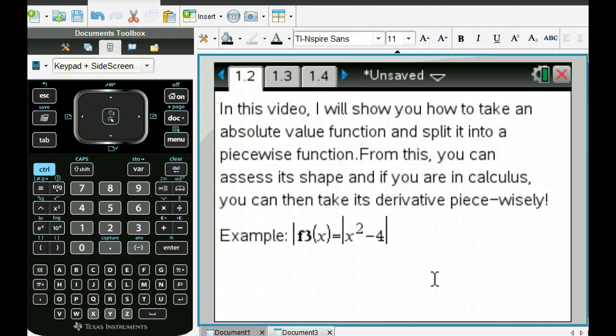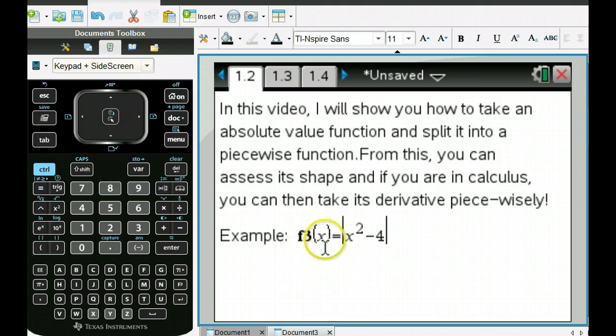Hi, in this video, I want to show you how to graph an absolute value function. So if there's an absolute value of a regular function that you know, what happens to it? I'm only going to do one example, but we'll try to assess what happens after that. And if you're in calculus, then you can take its derivative piece by piece and do it wisely.